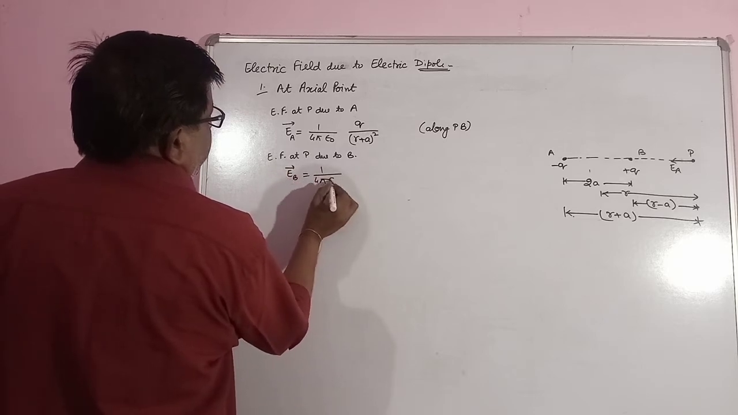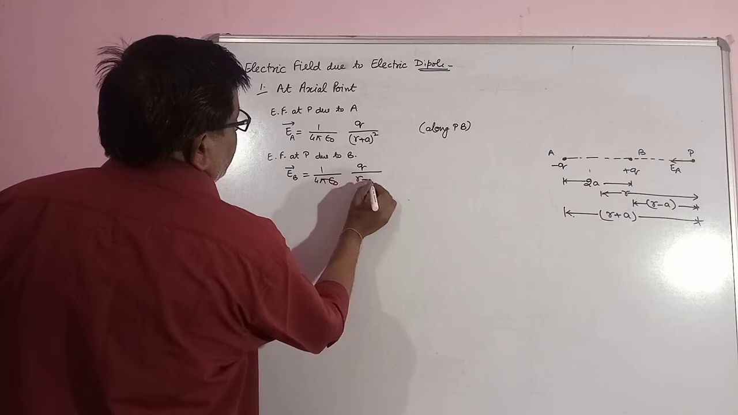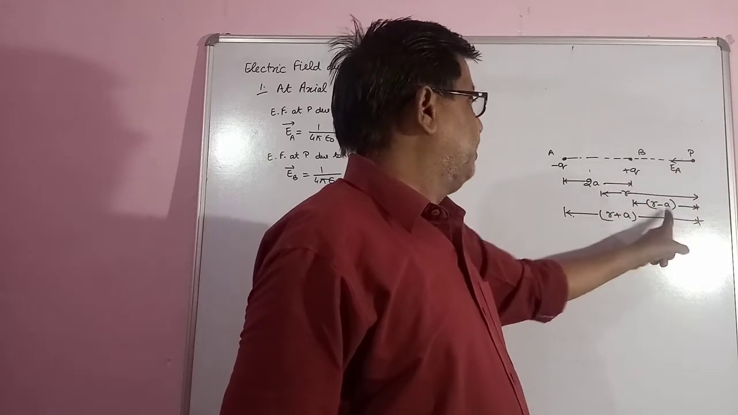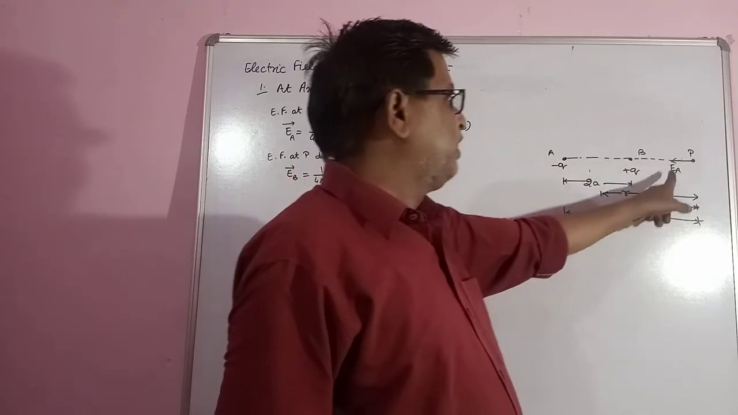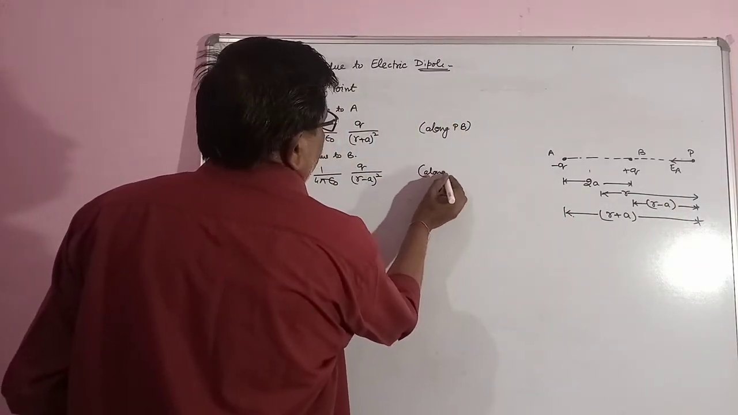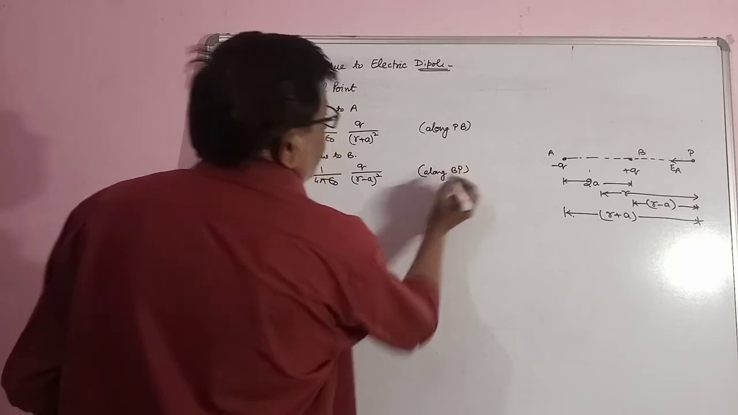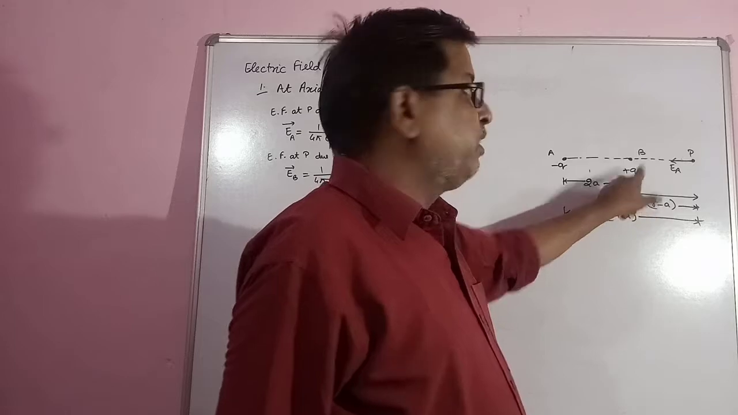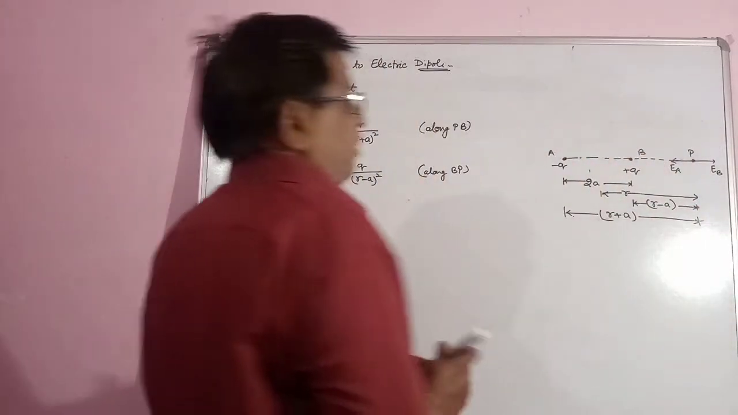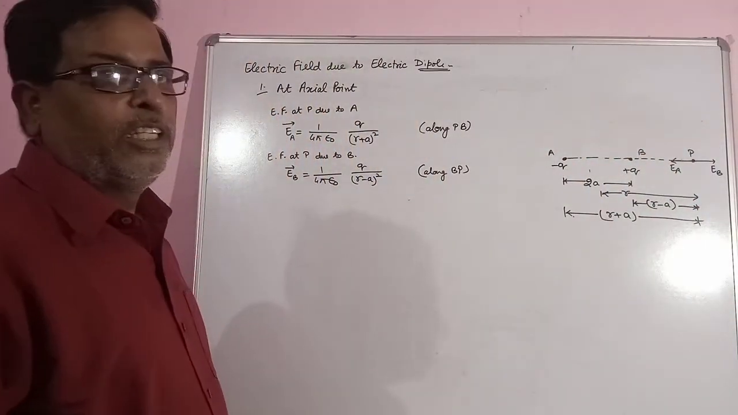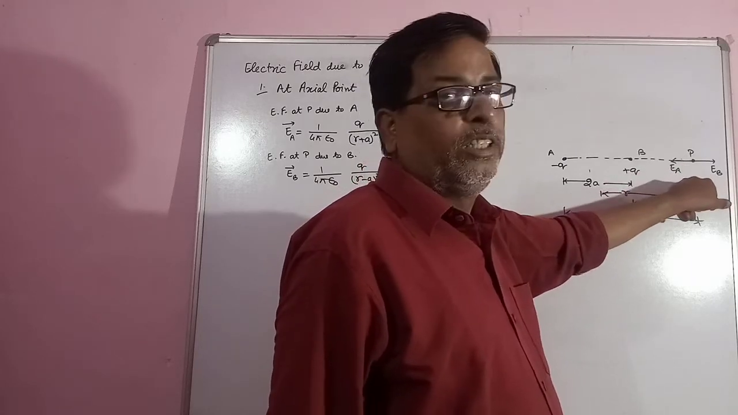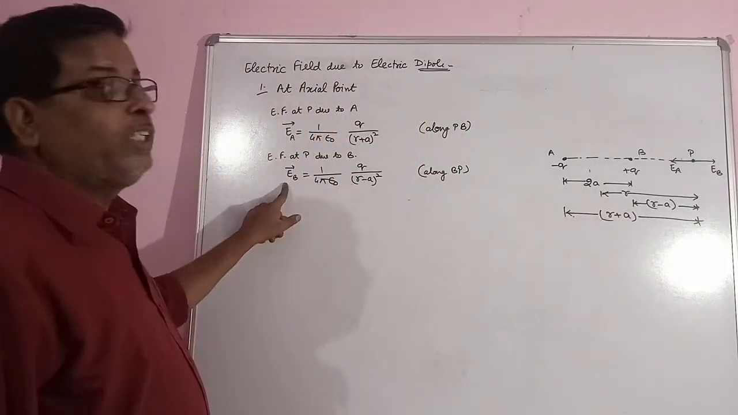1 over 4 pi epsilon naught, q upon the distance of PB, which is r minus a. The distance of PA is r plus a, but the distance of PB is r minus a. Again, the direction is along BP, because B is the positive charge. This is EA, this is EB. So at point P we have two vectors, two electric fields, EA and EB. Which one is larger? Obviously EB is larger.